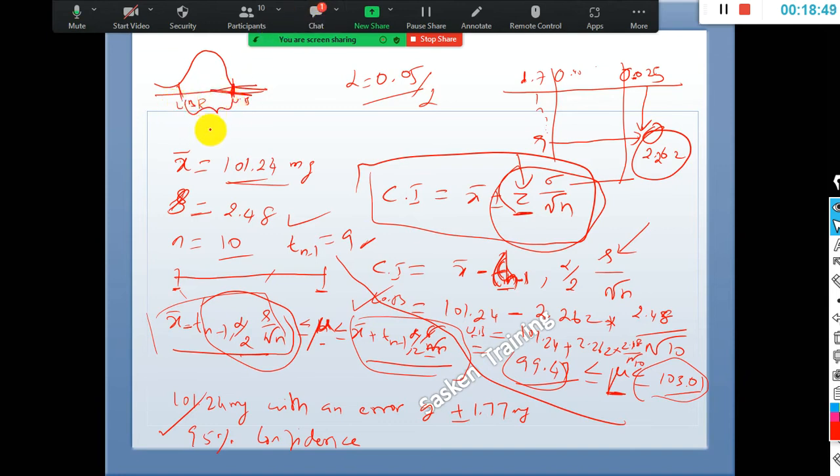So what about the rest? Total area under the curve is 1, but here alpha divided by 2 is on the left side and alpha divided by 2 on the right, so overall alpha is 0.05. So 1 minus 0.05 is 0.95. So there is a 95% chance that my true mean falls anywhere between these two. What about the remaining 5%? That is my question.